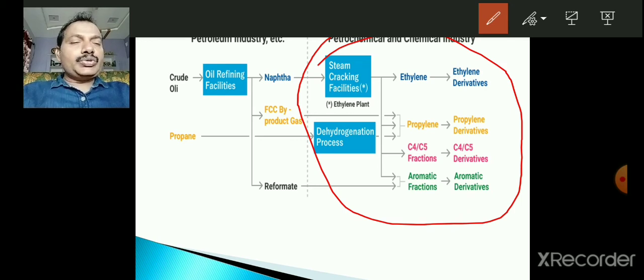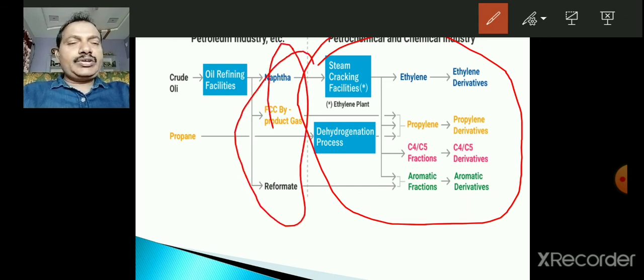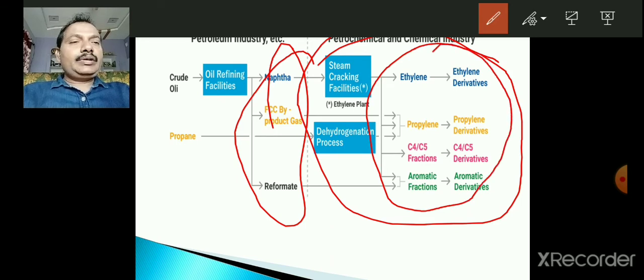These are the cracking techniques used, and these are the feedstocks to the petrochemical plant, that is the naphtha, and mostly naphtha, 60 to 70% of naphtha is taken. And we have discussed these petrochemicals, here ethane and its derivatives, and propylene and aromatic fractions, and C4 C5 fractions. So these are the petrochemicals and how they are used in various applications.